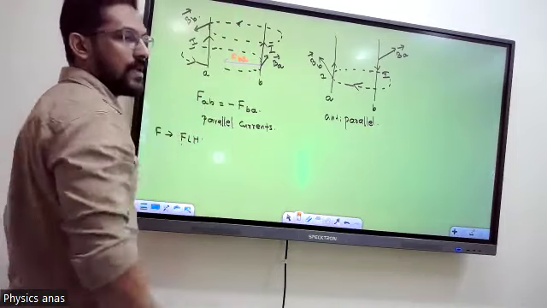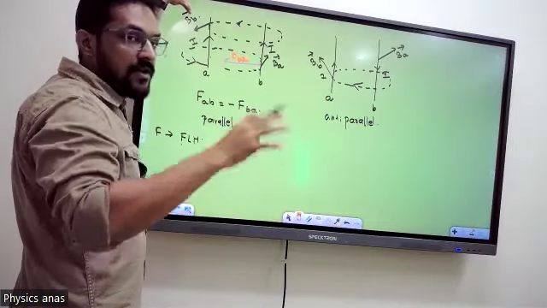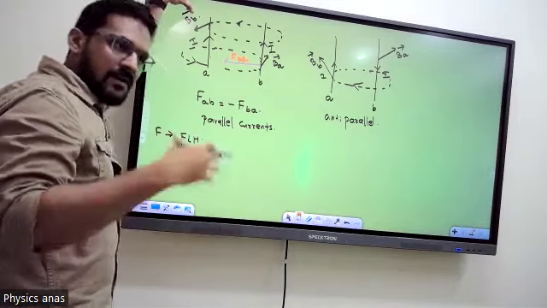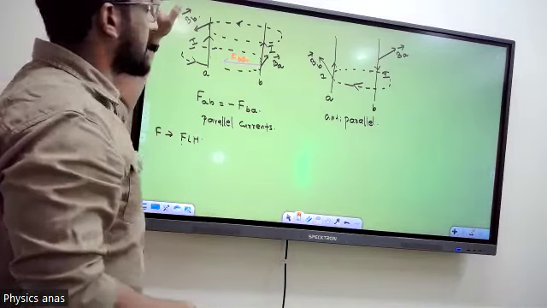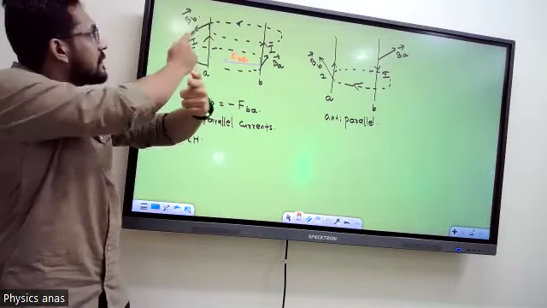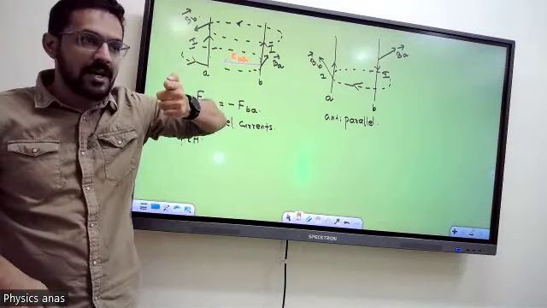Force on A due to B. Due to this magnetic field, there will be a force. How can you find the direction of that force? Fleming's left hand rule. What is the direction of magnetic field? Now the magnetic field is outwards, so I have to hold my finger like this.